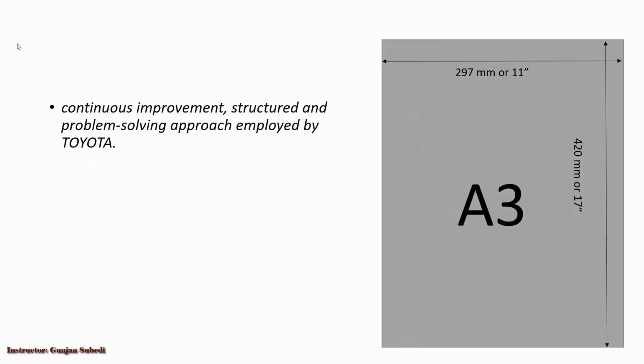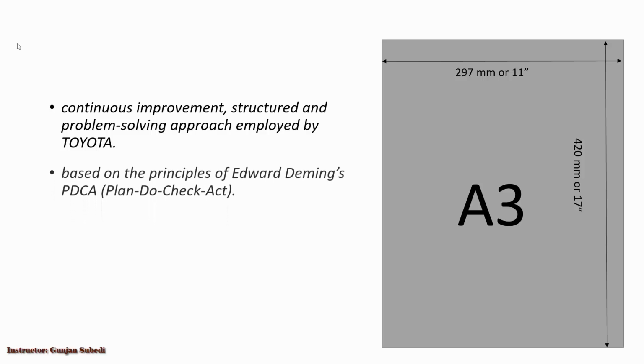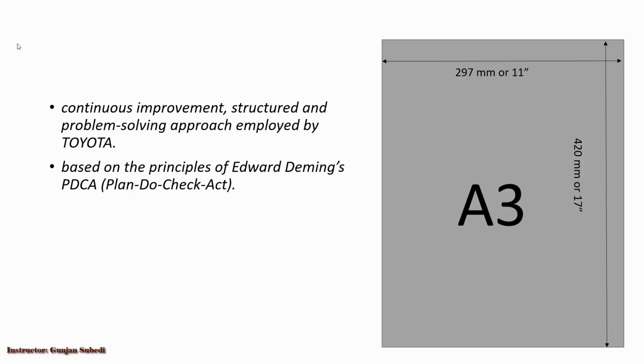A3 is a continuous improvement, structured, problem-solving approach. The A3 approach is based on the principles of the PDCA or Plan, Do, Check, and Act cycle. It is actually named after the international paper size on which it fits. A3 refers to the standardized paper size of 11 inch by 17 inch. The size of the A3 is given on the right.